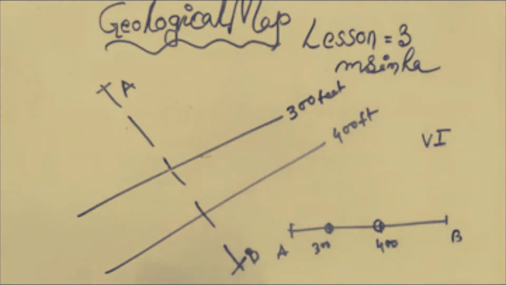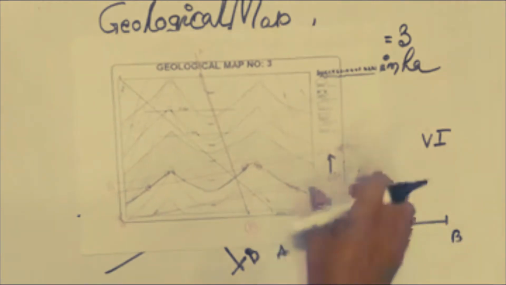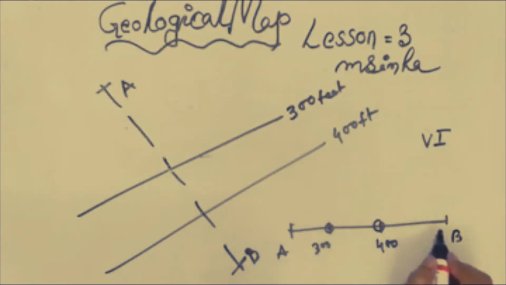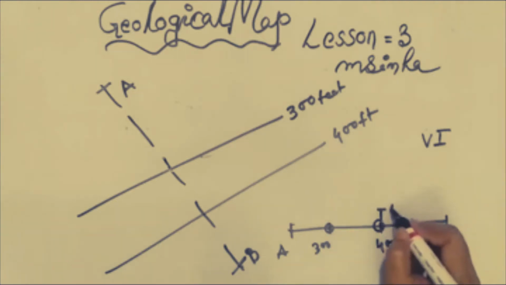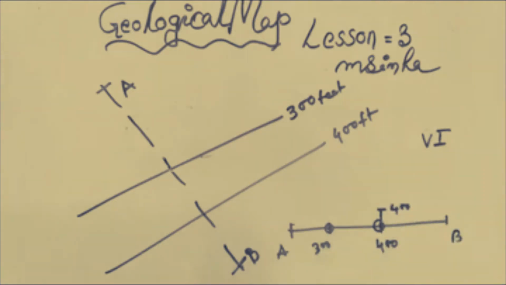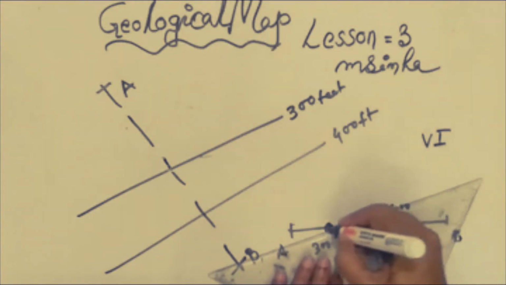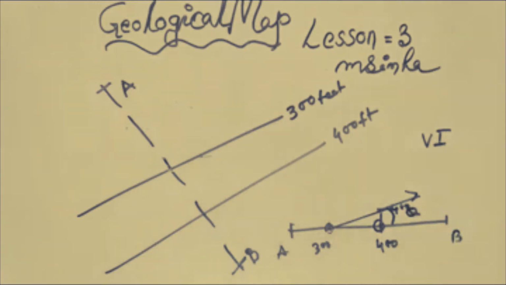So according to this map scale, 1000 feet is equal to 1 inch. According to the map scale, since the 400 and 300 feet lines never lie parallel to each other, we have to go 1 unit higher than 300. This is the 400 value, this is the 300 value. With the help of the scale, we can draw this line, and this angle is the dip.